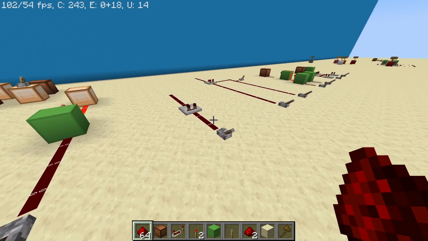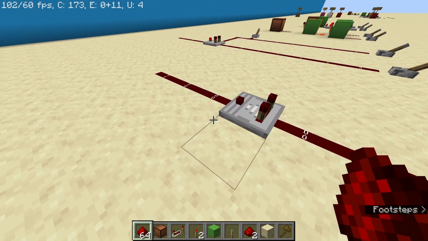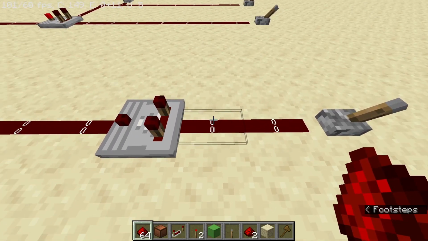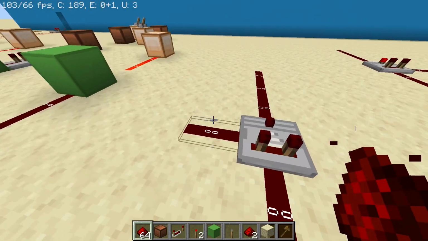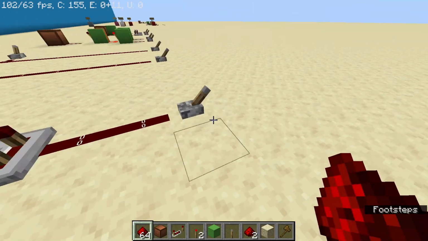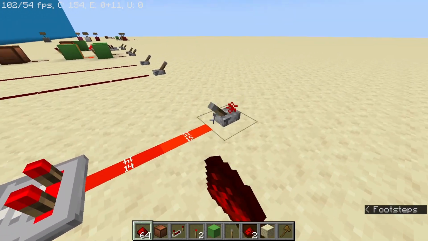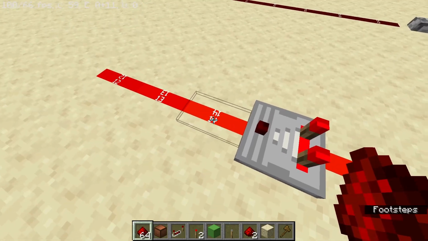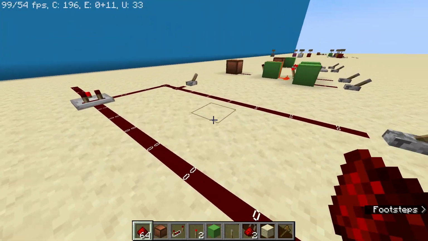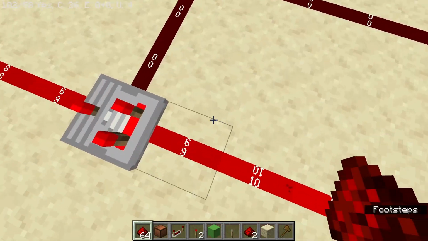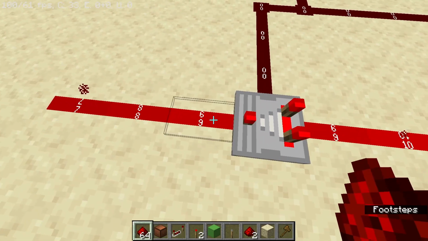Then we move to the comparator. A comparator is a very specific component. It can have inputs from the back and sides, and it has an output from the front. It puts out the same signal strength as has been put in. So 14 has been put in, 14 has been put out. Here again, if I power it, 9 has been inputted, 9 will be outputted.